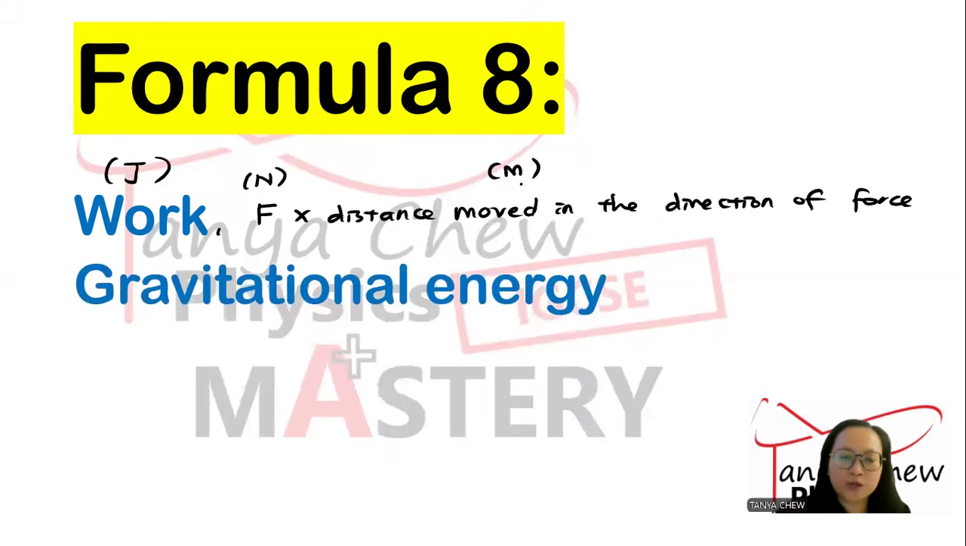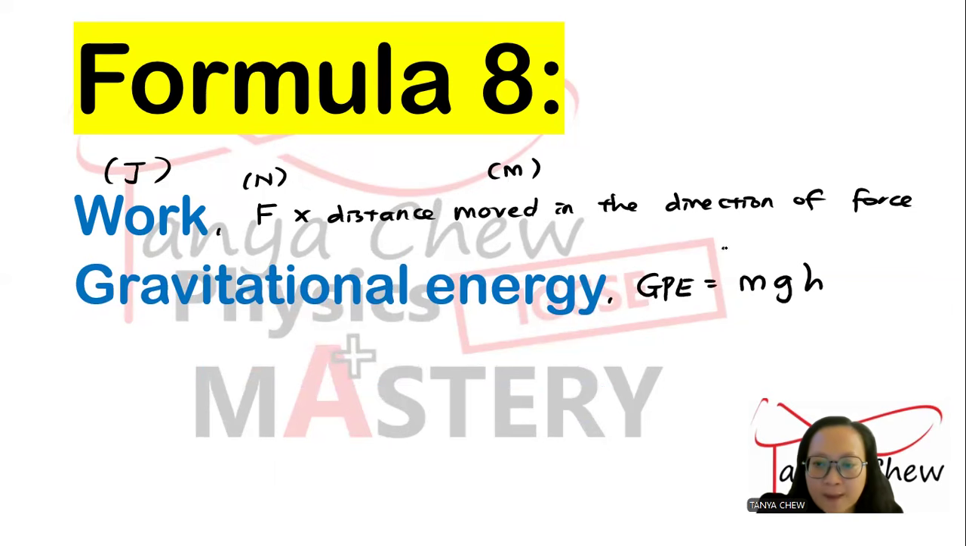Right. And then you have gravitational potential energy, which is GPE, can be calculated from mgh. M must be in kilogram because gravitational potential energy is measured in joules. G is 9.8 meter per second square. H is the height. Height must be measured in meter.